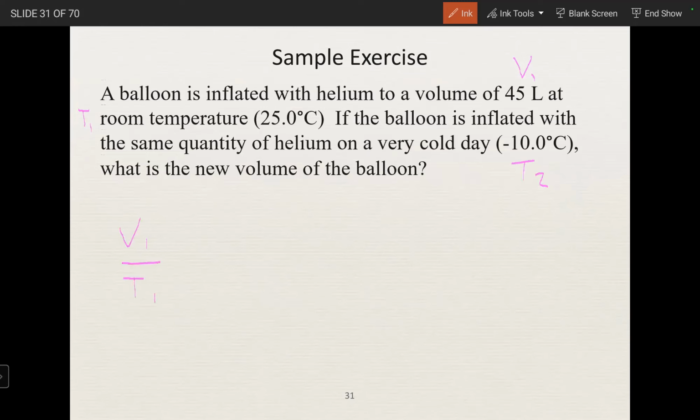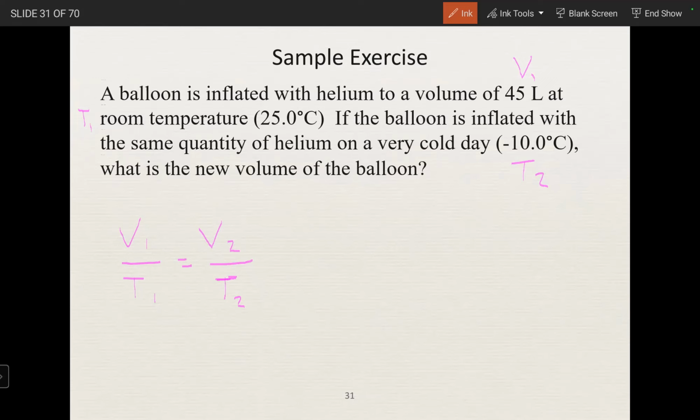So again, we can eliminate the pieces of information that are going to be constant. That's going to be the pressure. Of course, on a cold day, we may have different air pressure, but for this question, we don't have any information about that pressure. So we're just going to assume it's going to be the same in both cases.